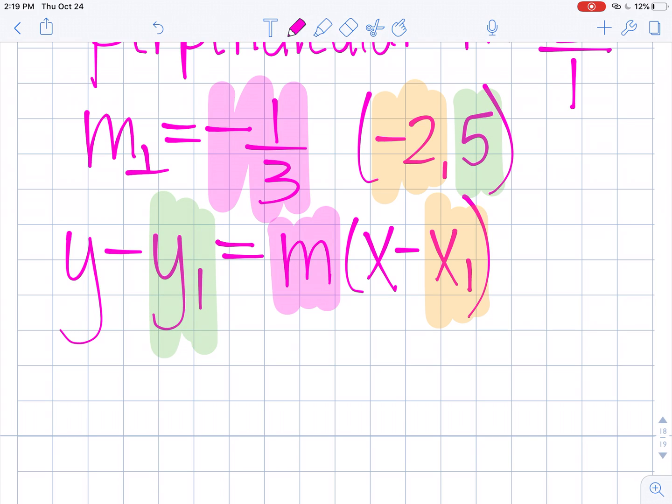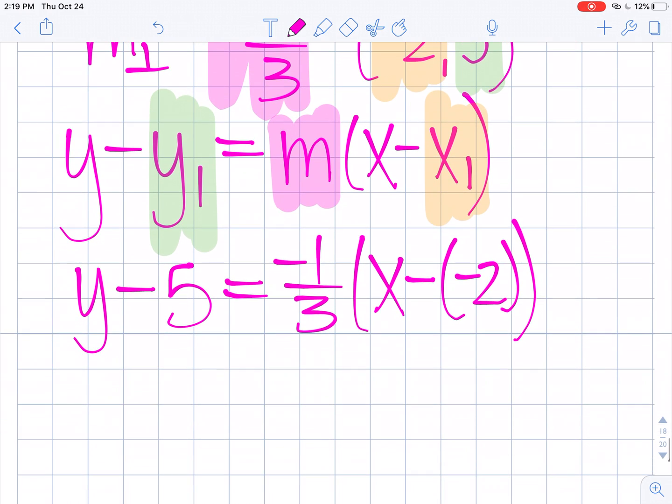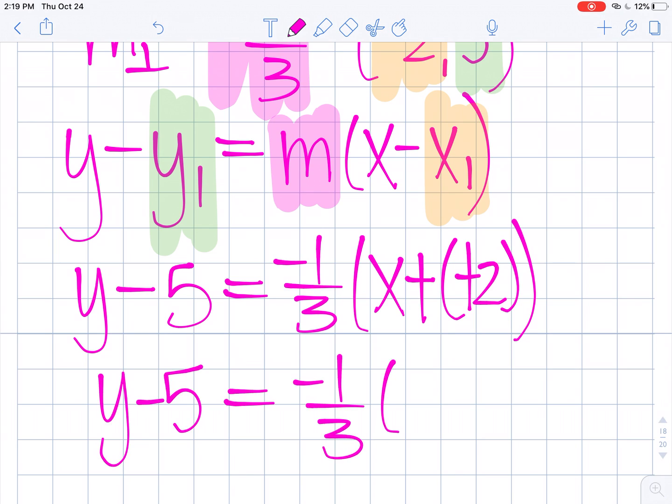So I write it all down. Y minus my y1 is equal to my m, which is -1/3, times x minus a negative 2. And remember, minus a negative is the same as adding the opposite. So y minus 5 is equal to -1/3 times x plus 2. And that's your final answer.